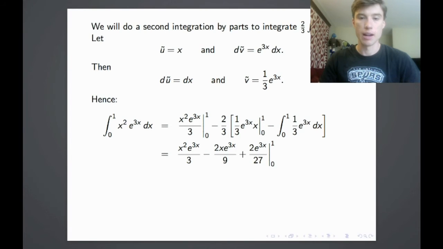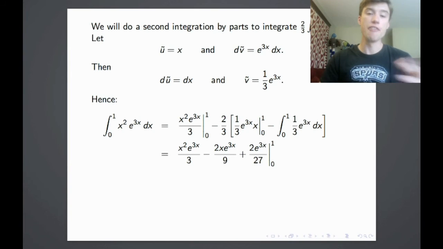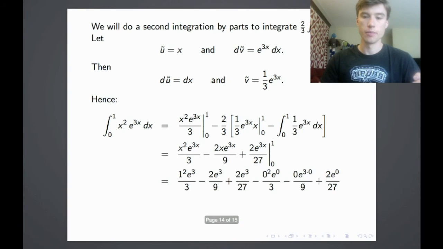After some algebra, we will take the antiderivative, multiply through by 2/3, and then we will evaluate everything from 0 to 1. We arrive at the following expression, which simplifies to 5e cubed over 27 minus 2 over 27.